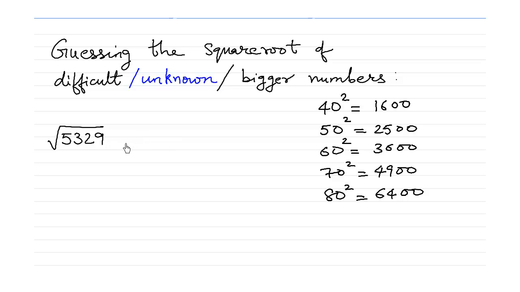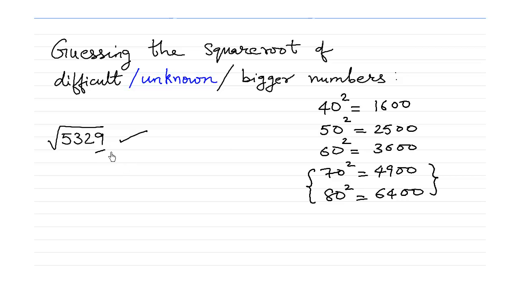Now this number, 5329, lies between 4900 and 6400. So the first guess that we have is that the square root of this number lies between 70 and 80. So it lies somewhere between 70 and 80, but we do not know where.